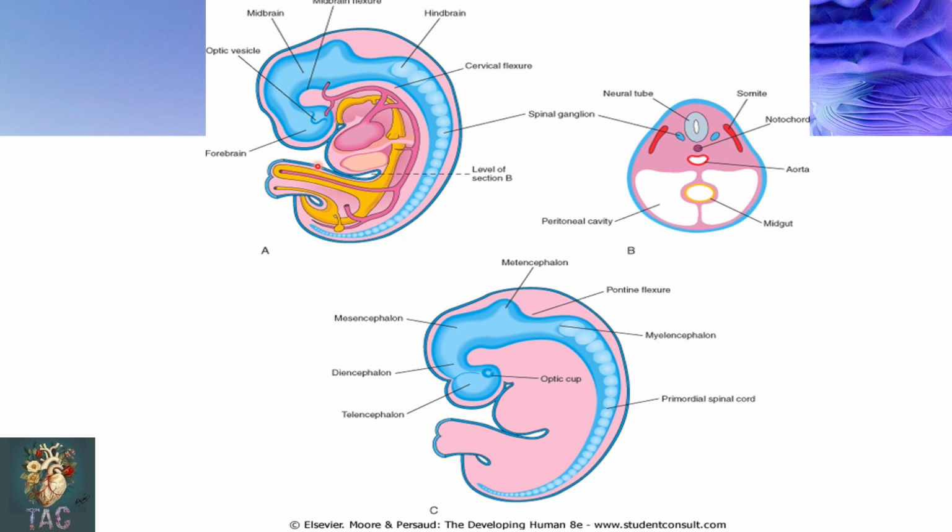This is the diagram. You can see this is the area of the forebrain or the prosencephalon. Here you can see the optic vesicle is developing. This is the area of the midbrain and this is the area of the hindbrain. A flexure is produced between the midbrain and the forebrain because of the growth and folding of the forebrain. This is called the midbrain flexure. Another flexure develops over here and this is called the cervical flexure. Later on, a third flexure also forms, called the pontine flexure.